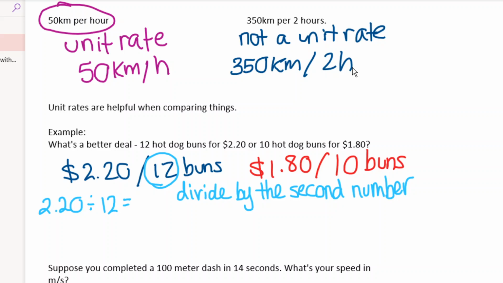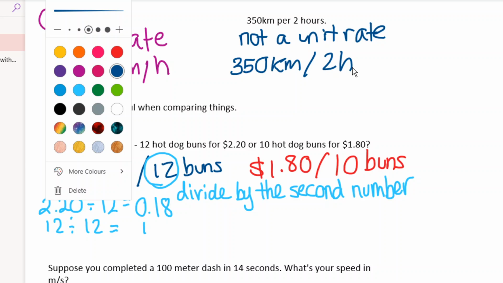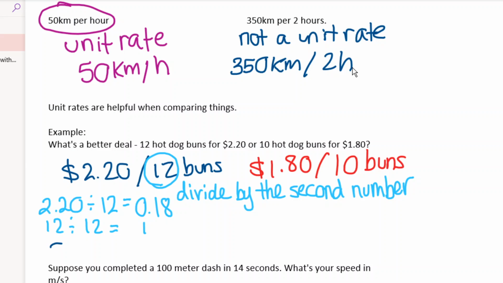And this is going to end up being 0.18333 repeating. Let's just do 0.18. And then 12 divided by 12 is 1, which is what we want, right? We want that second number to be 1. And so then we can write our unit rate as 18 cents a bun, or $0.18 a bun. Because our original unit was dollars, our answer is still going to be in dollars because we haven't changed it.